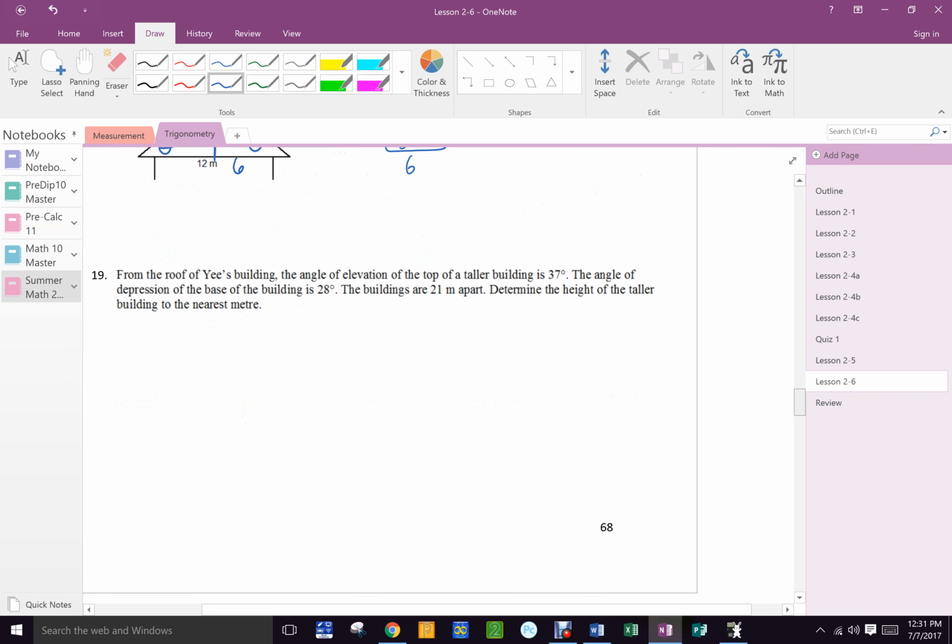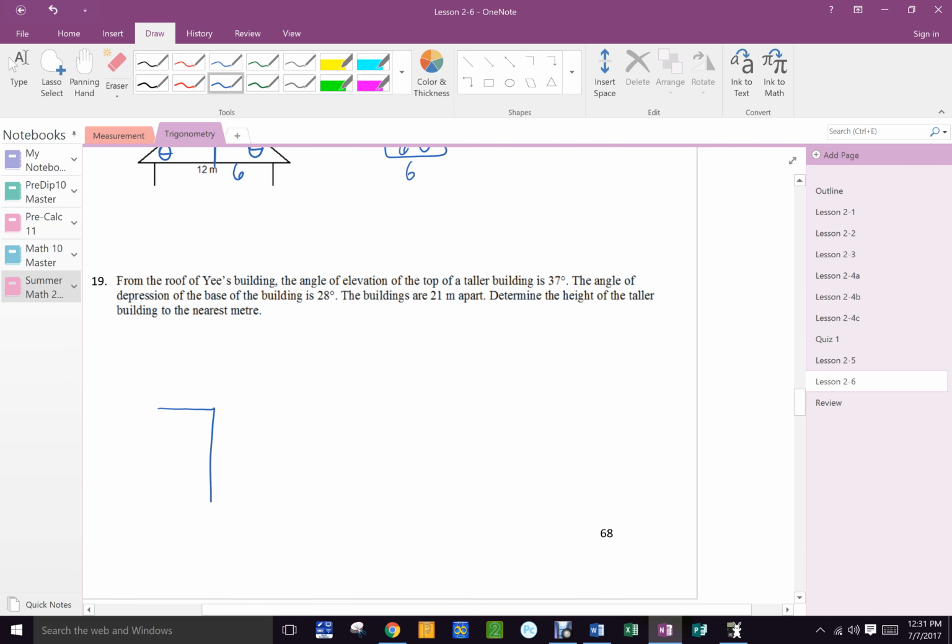And now another building question. From the roof of Yi's building, here's Yi up on his roof. The angle of elevation to the top of a taller building. If I'm measuring an angle of elevation, I must have what to start with? I must have a horizontal. Yi is looking this way. Now he looks up 37 degrees. And then he looks down 28 degrees. Where is the 28? X or Y? X. Yeah.